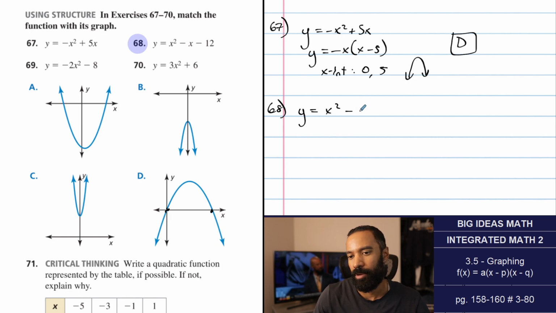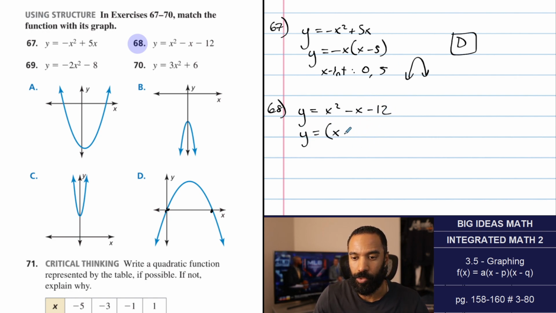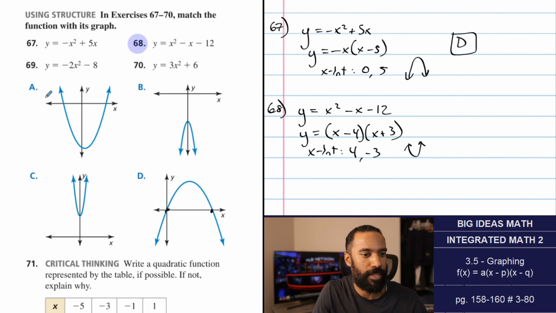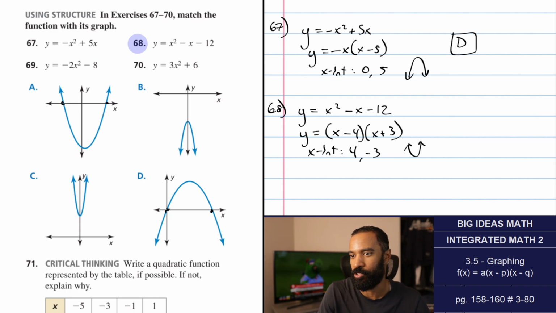Minus x minus 12. This will be factorable. This does factor into x minus 4 times x plus 3. So this will have x-intercepts of 4 and negative 3, and this graph will face upward for the positive 1. So we're looking for things on opposite sides. So this one here has x-intercepts, it works out, going positive 4 a little more so, negative 3 a little less so. This graph is totally A.